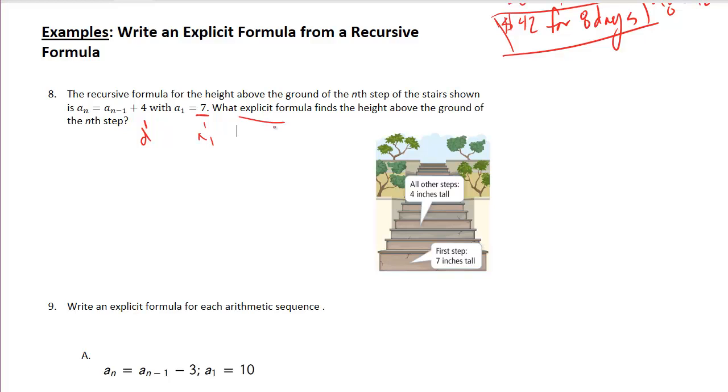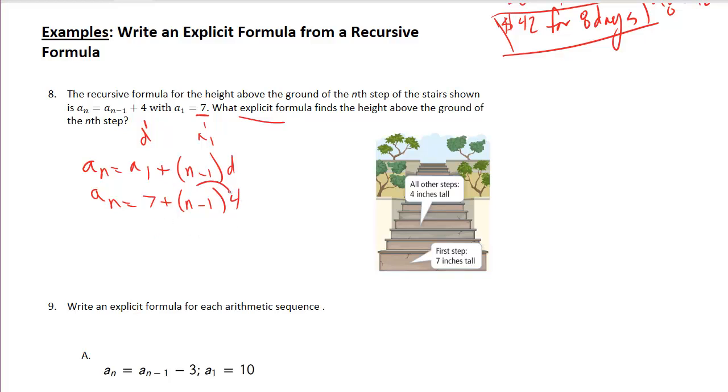And we're asked to find the explicit formula that finds the height. So we're taking this out of the recursive formula and then rewriting it as explicit. So again, I just need to remember or check my notes. My explicit formula is equal to my first term plus n minus 1 times d. So now we'll go ahead and substitute, and then we can simplify a little bit. So a sub n is equal to my first term, that was 7, plus n minus 1 times d, and in this case d was the 4 for each step.